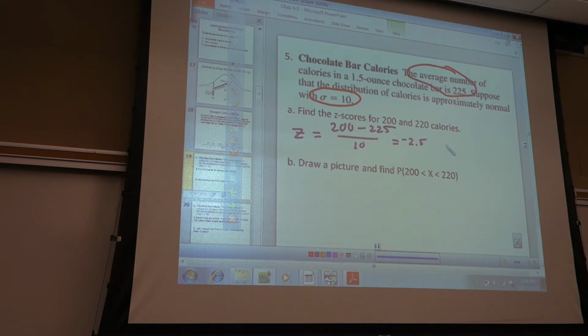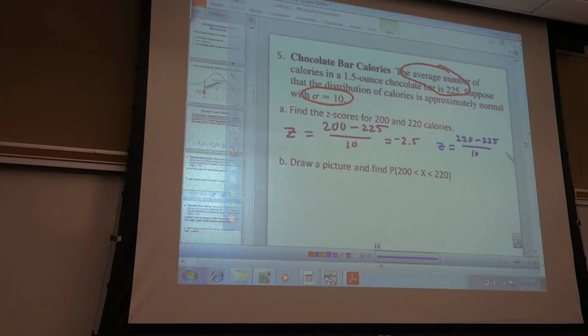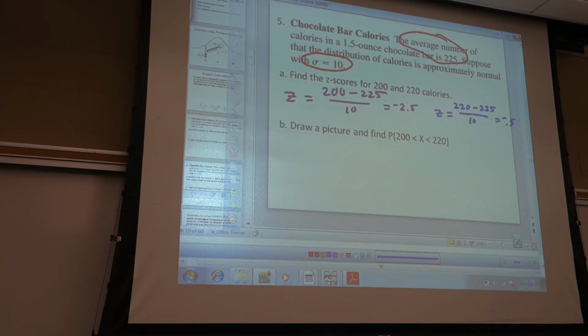Austin, what'd you get for your other z-score? 0.5. How'd you find it? 220 minus 225 divided by 10, because it should be negative, right? It's below the mean, so it should be negative, and you got negative 0.5, you said? Yeah. Okay, good. All right, so then, everybody do a picture.